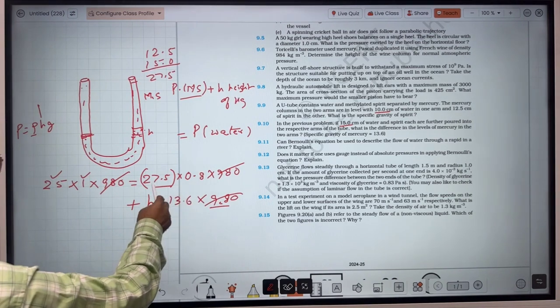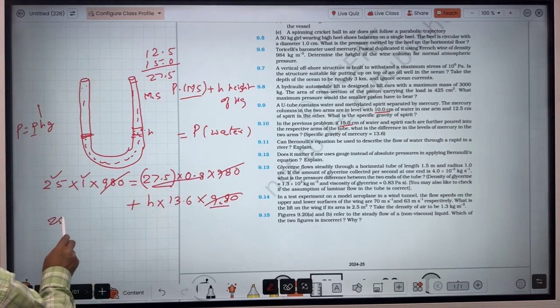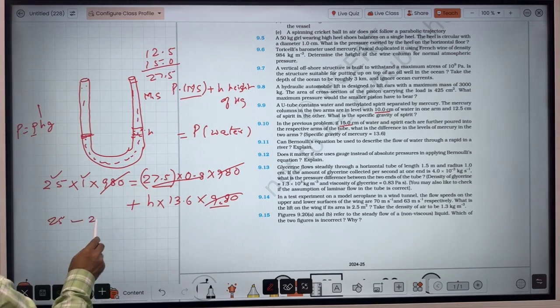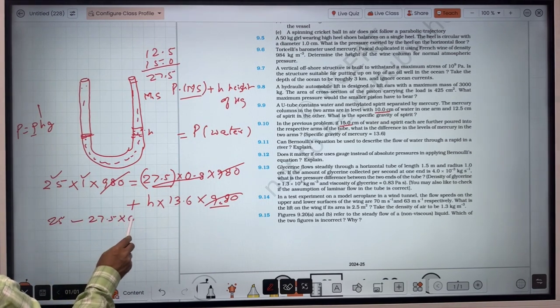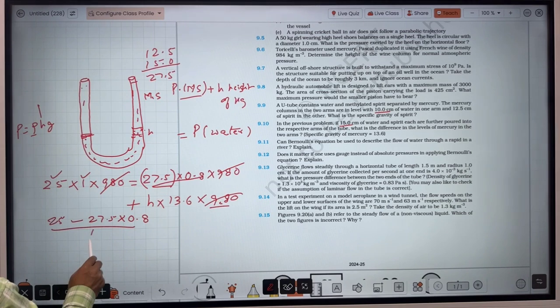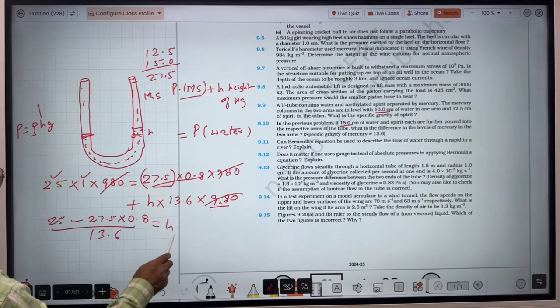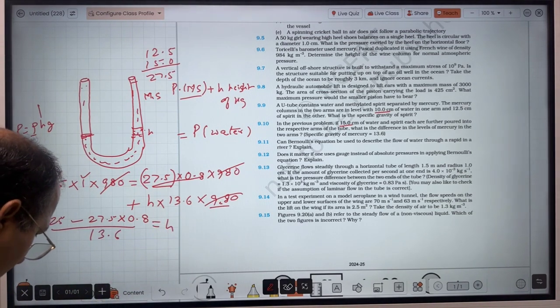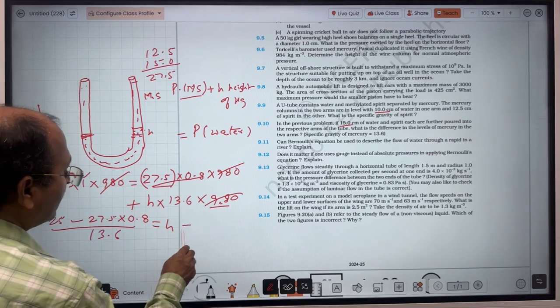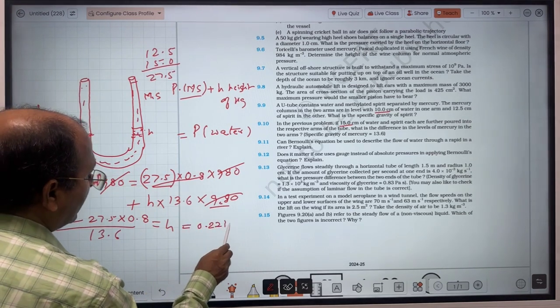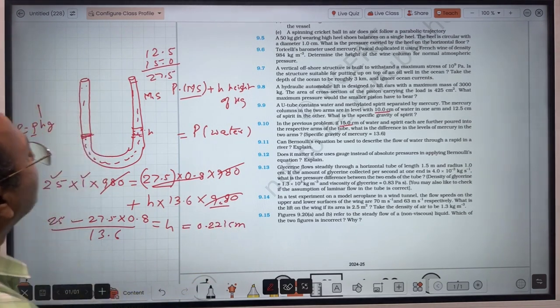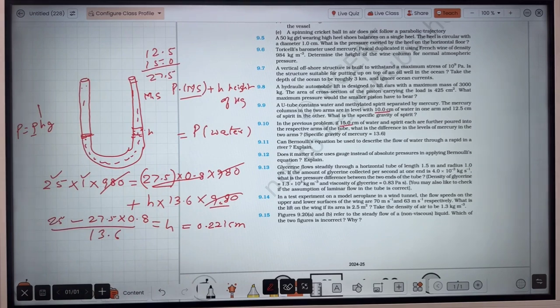So H equals 25 minus 27.5 into 0.8, divided by 13.6, and it will come out to be 0.221 centimeter. Is it okay? I think you have understood the concept. The concept is very basic.